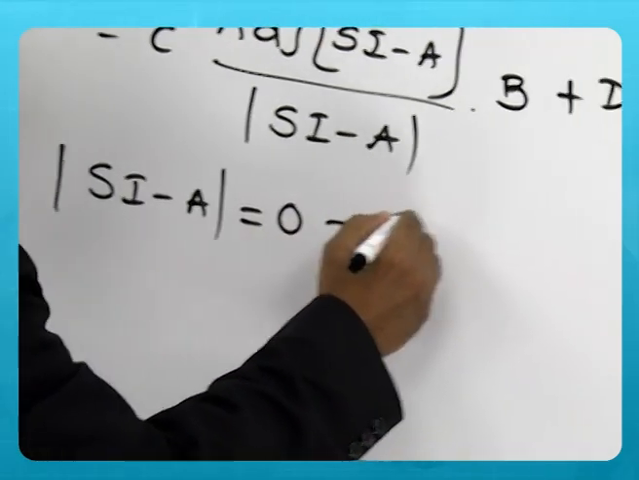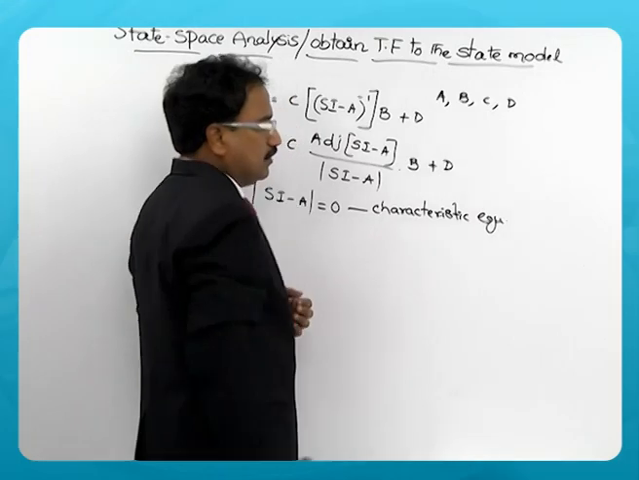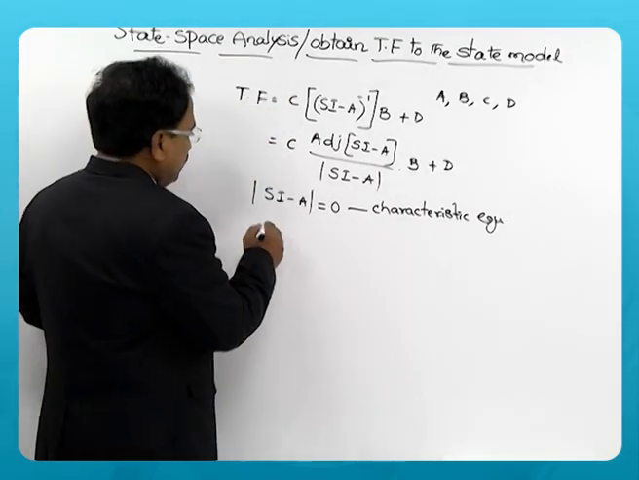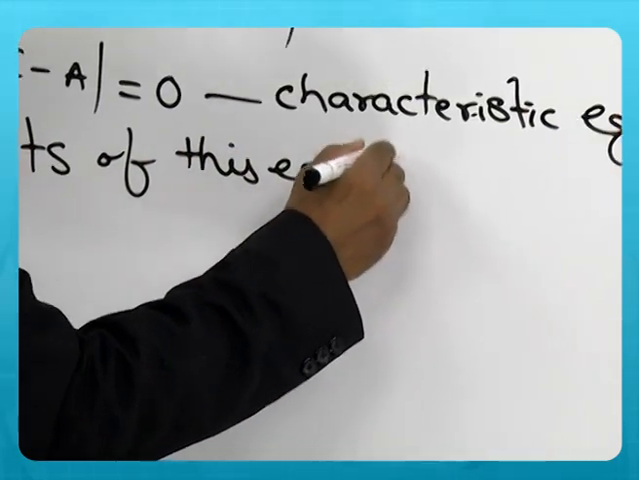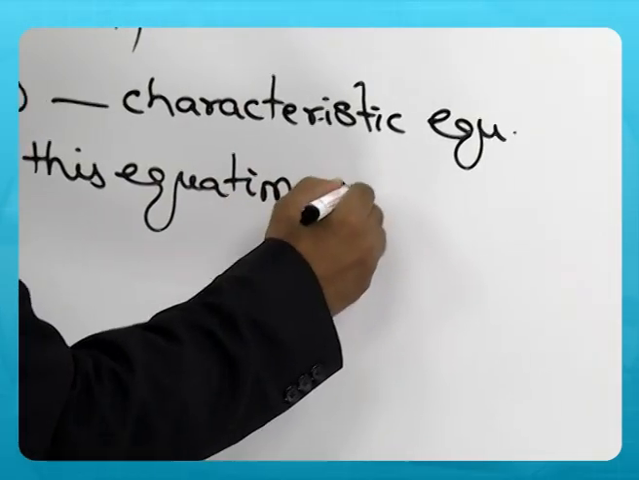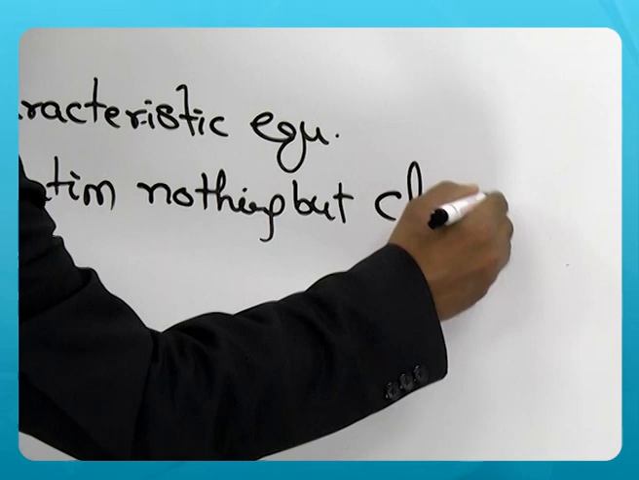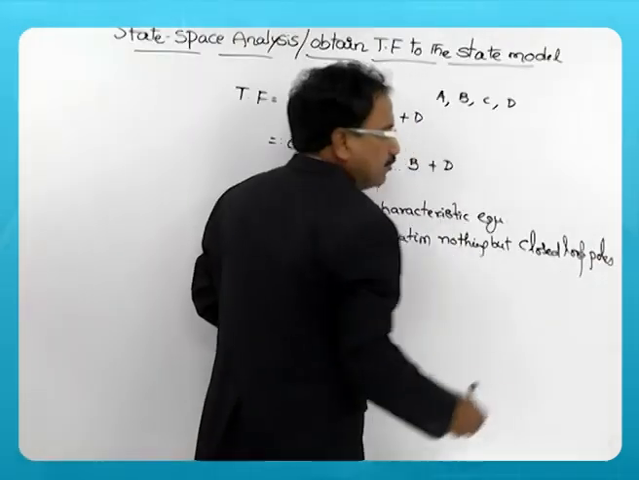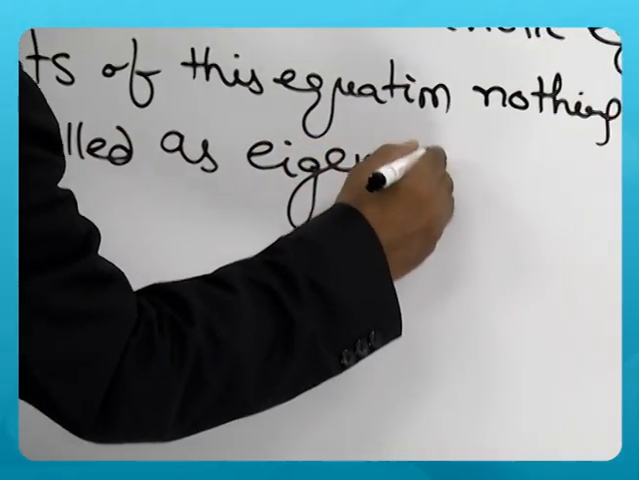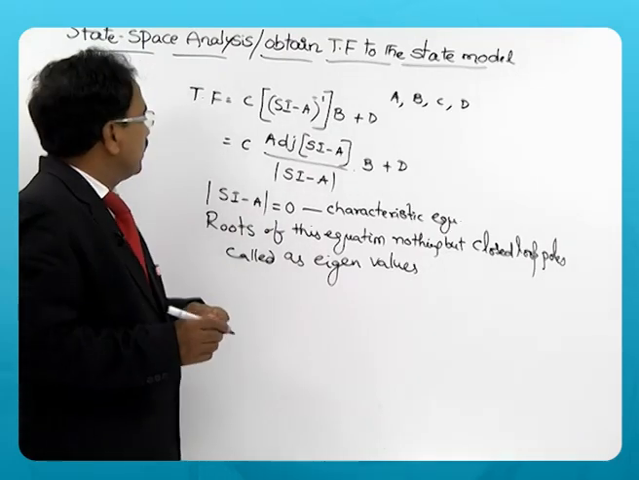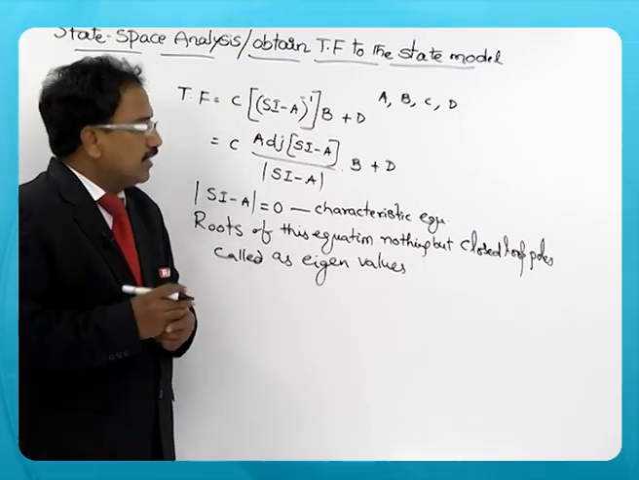In this, the denominator of the transfer function is the determinant of SI minus A equal to 0. This is known as the characteristic equation. As this is a characteristic equation, the roots of this equation are nothing but the closed loop poles, because the denominator is the characteristic equation. They are also called eigenvalues. So, the roots of the determinant of SI minus A give you the closed loop poles. They are nothing but eigenvalues.